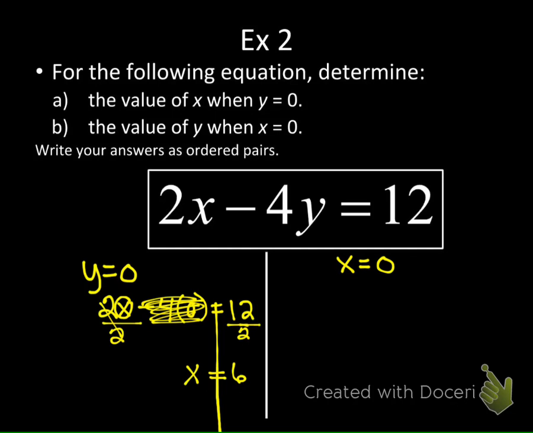Now I write my ordered pairs. Remember, ordered pairs go x, y. So what did x equal? 6. And what's my y equal? 0. And because it's an ordered pair, I have parentheses and a comma. Because that's the answer I'm looking for, I'm going to box it. So I don't need to box the x equals 6 because my answer is incomplete. I'm going to box my answer right there.